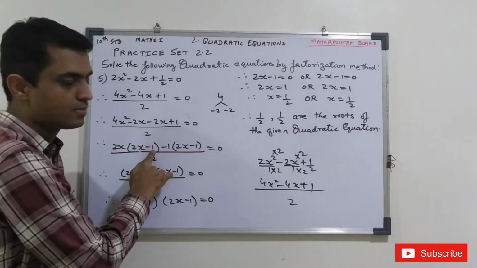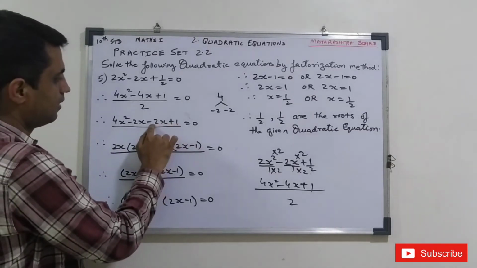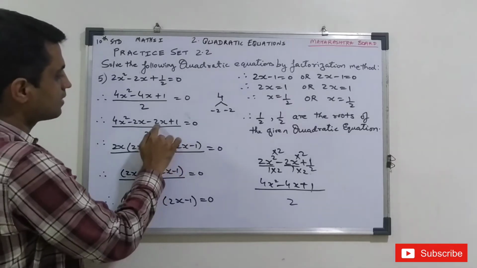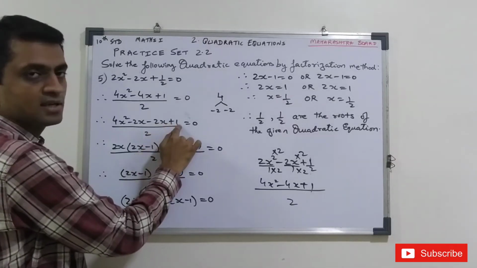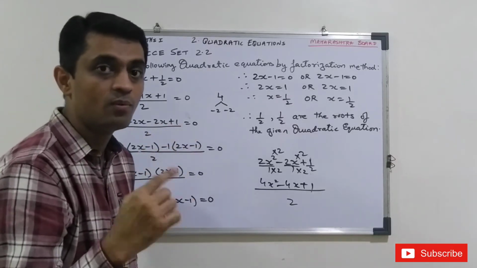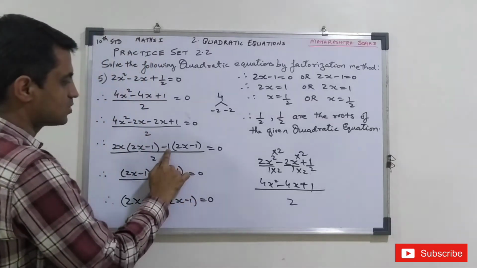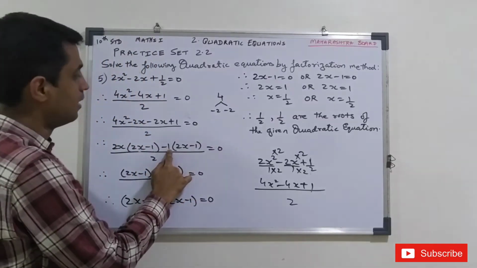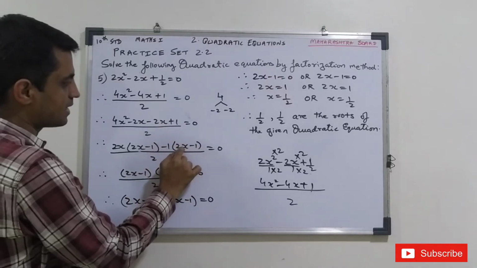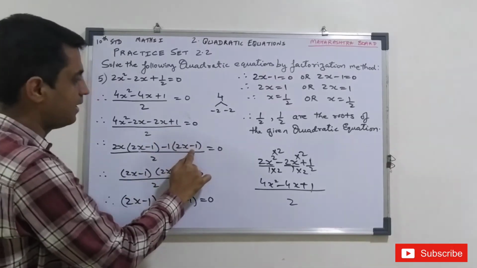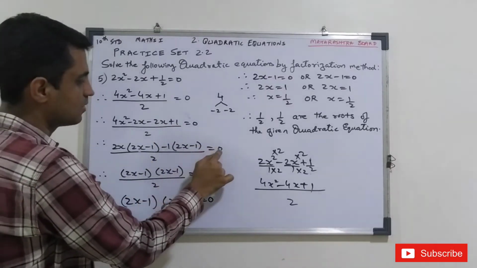Minus 1. Now from here, minus common, nothing is common here from 2x and 1. So what will we take? I told you, 1. So we take 1, so it becomes minus 1. So what will remain here? 2x plus will become minus, and 1 is equal to 0.